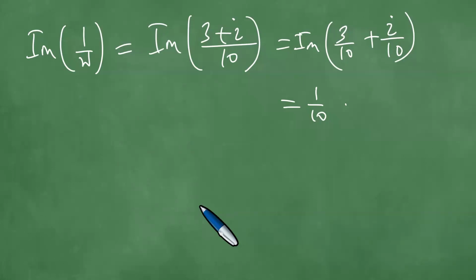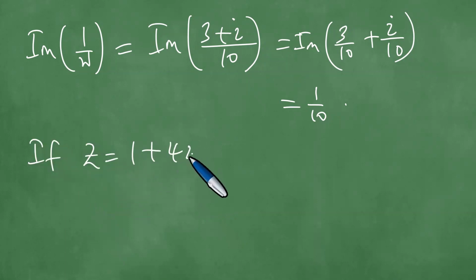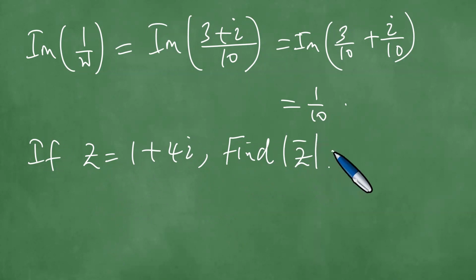And I want us to find the following, and this is very important. If, for example, Z is 1 plus 4i, find the length of the complex conjugate of Z.